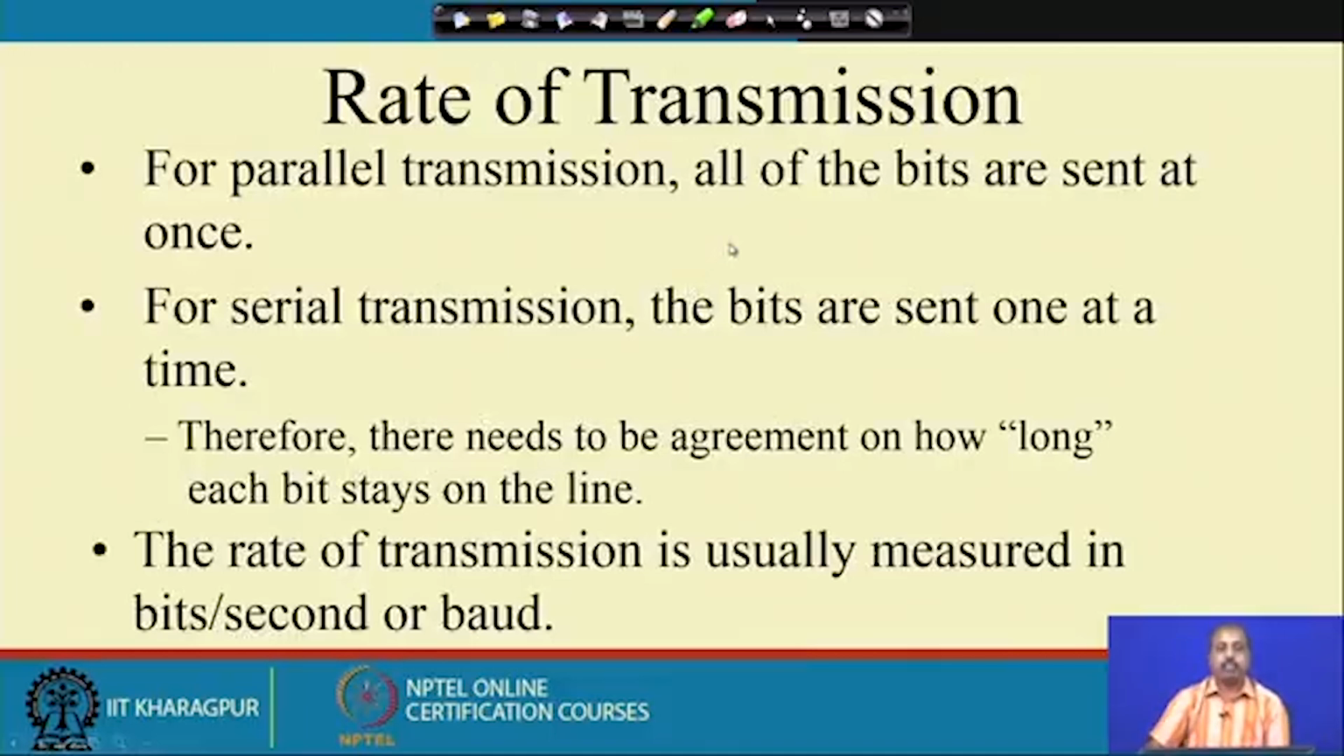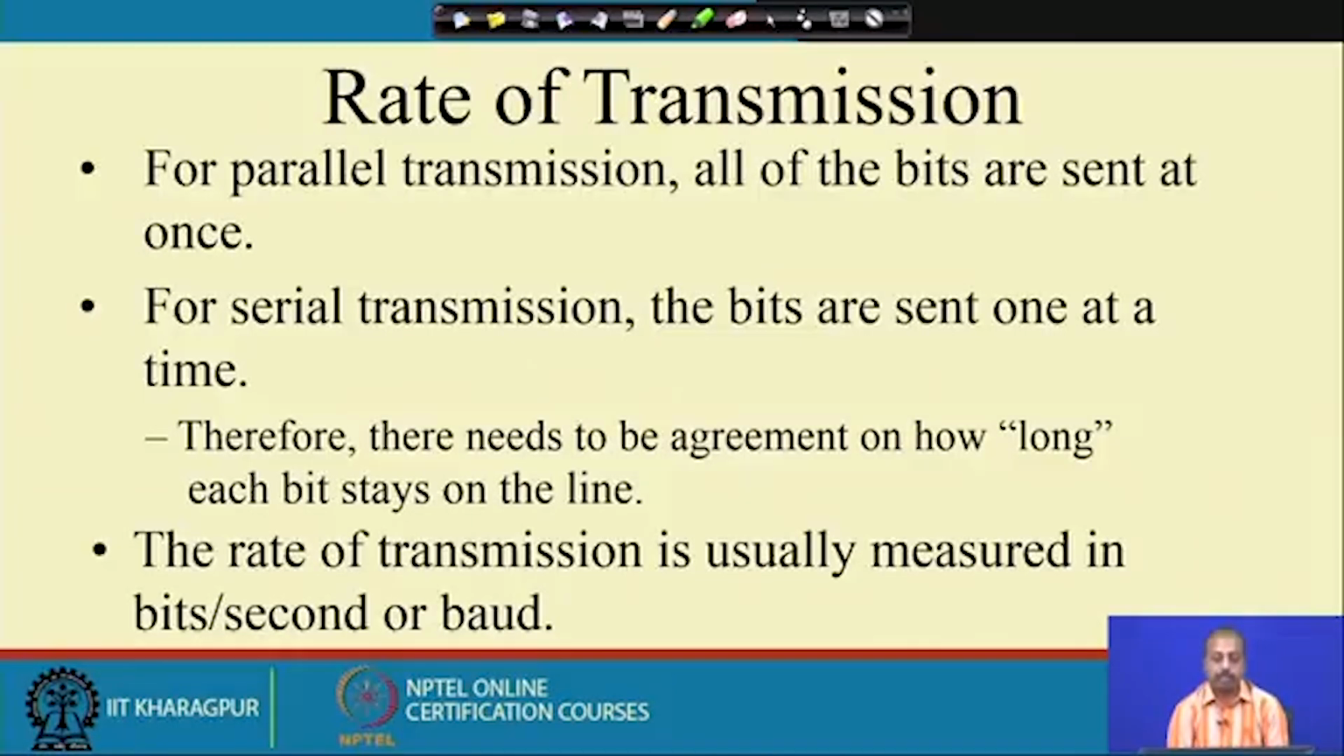The next important thing is the rate of transmission. In parallel transmission, all 8 bits are sent simultaneously. If you are sending one character at a time, even for parallel communication all the 8 bits will go together. For serial transmission, the bits will be sent one at a time. One bit will go at a time, and so it will take longer.